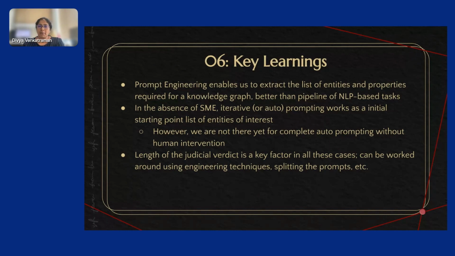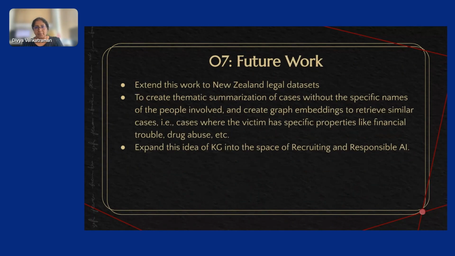But in the absence of subject matter experts, iterative or auto prompting is a very initial starting point, but it gets very difficult, especially with respect to the domain. So we are not there yet with regard to extracting a knowledge graph which might make sense to domain experts, right? So I feel that we still need human intervention there. Of course, because of OpenAI, there is also a limitation on the length of the context, which can be solved by going around it with engineering techniques like splitting your prompts, etc.